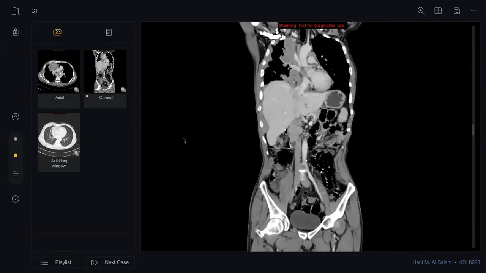Why is the coronal important? It's important because it's needed to check for extension to compression of the IVC and also to check for enlargement of the superior neck vessels. As I can see, there's already compression of the superior vena cava. So this is most likely causing a superior vena cava obstruction syndrome.